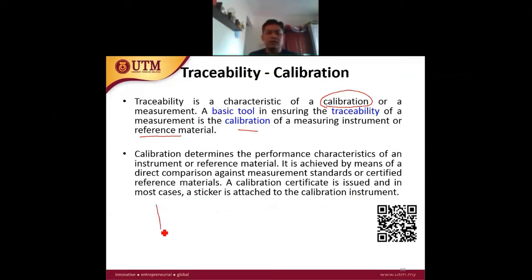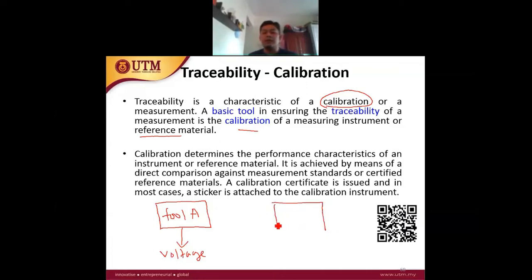So basically, let's say you have tool A, equipment A. That equipment A is used to perform a certain measurement. Let's say a multimeter or voltmeter, so it's used to measure voltage. So how do you know that your tool is giving a correct reading?